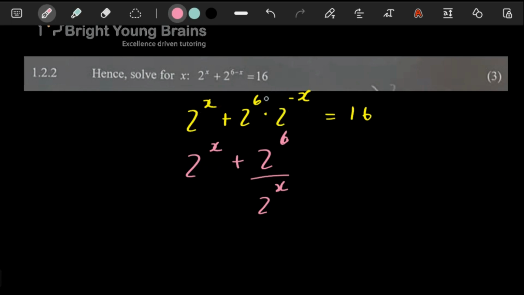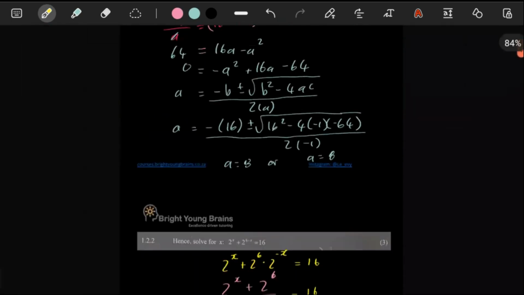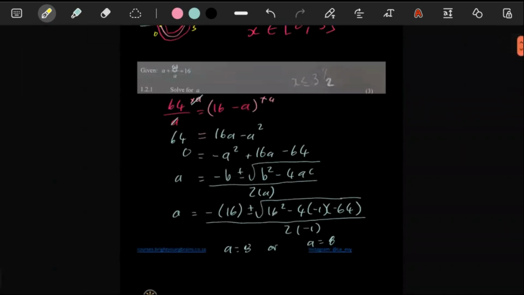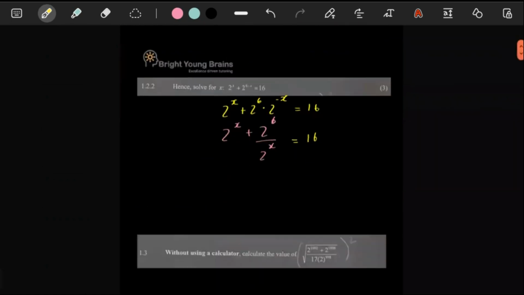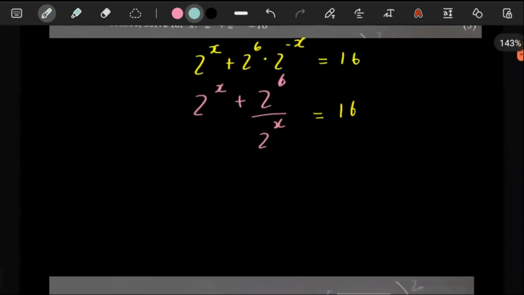So it's usually better for you to have things that look alike. For this to end up having a positive exponent like the 2 to the power of x here, we just have to take this and drop it down there like this. So it looks just like what we had up here. There's a 16, there's something here with a fraction, and it's something on its own. Fortunately, 2 to the power of 6 is 64, you see? So this is clearly telling me that wherever a was in our previous question, that's exactly where 2 to the power of x is.